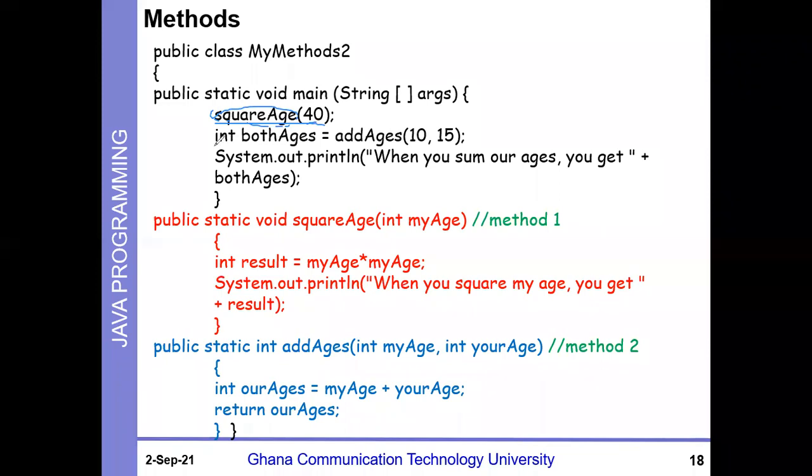Then I have another line here. It says int both ages. So I've declared a variable, both ages, and I'm assigning something to it. But if you look at it, what am I assigning? I've got add ages 10, 15. So what does it mean? It means add ages is another method, but this time this method takes two integer arguments. So when I call it, I'm providing those. But like I said, when that method executes, it's returning something. And that's why I've got a variable ready for it to return. So when it's returning, whatever it is, I will take it and assign to a value.